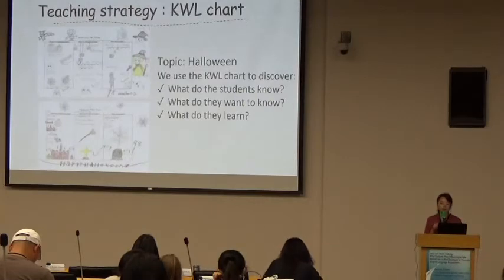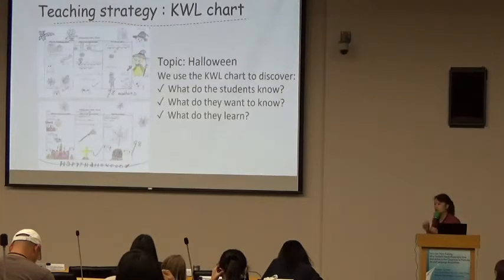And I think this is my favorite part of the lesson, the KWL charts. We talk about Halloween, and K stands for what the students know, and W means what they want to know, and L means what they learned from the lesson.